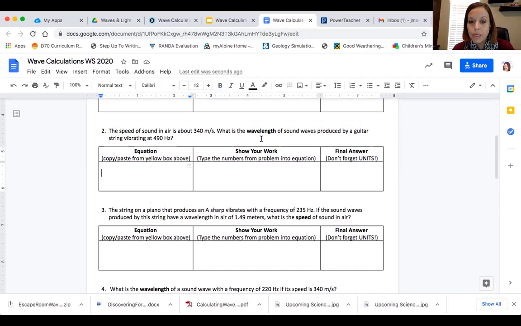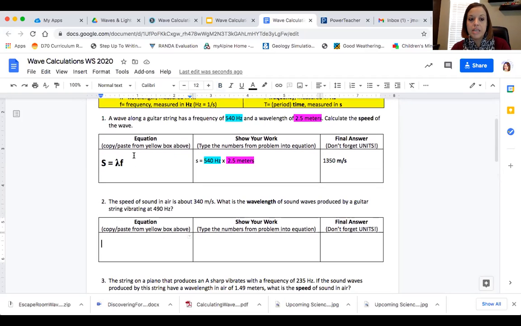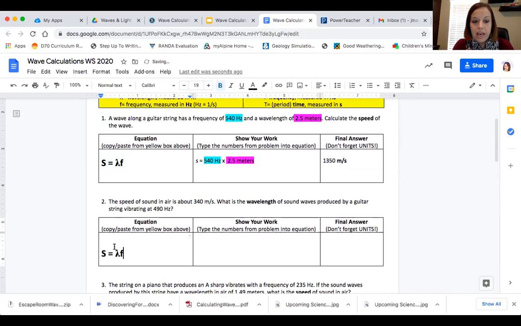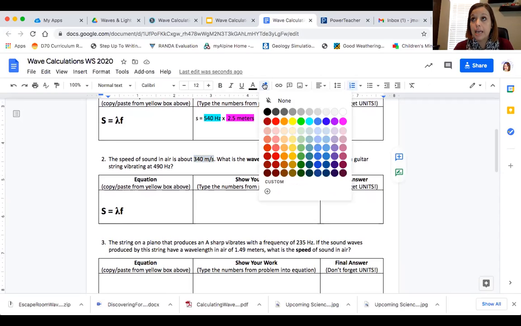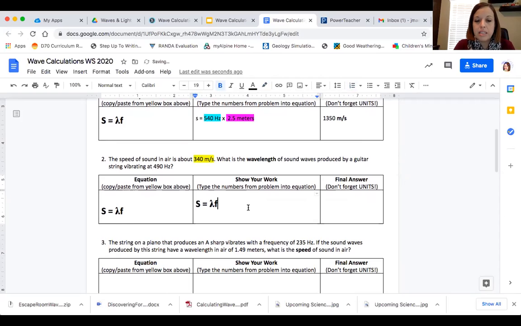But let's look at number 2 really quick, and then I'm going to let you do 3 and 4 on your own. So I am going to get my equation from up top. I'm just going to copy paste that equation. And the reason I'm doing number 2 with you is we're actually going to have to flip this around a little bit. So I want to make sure everybody knows what to do. It says the speed of sound in air is about 340 meters per second. So we know my speed is already figured out, 340 meters per second.